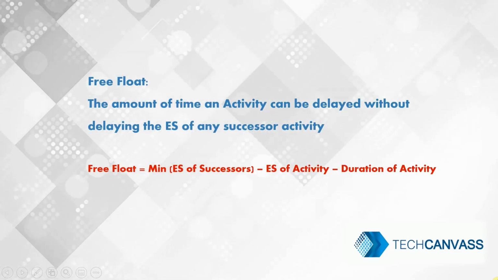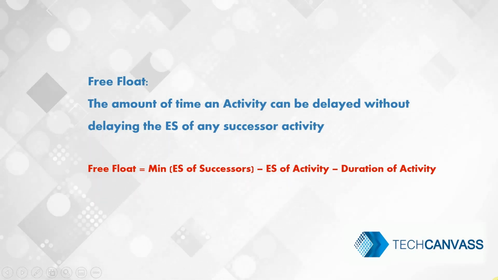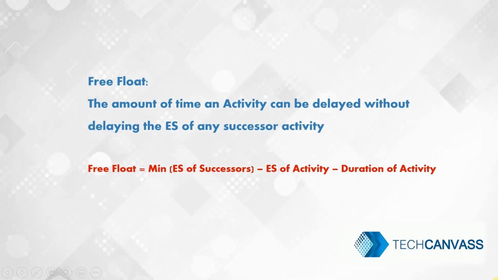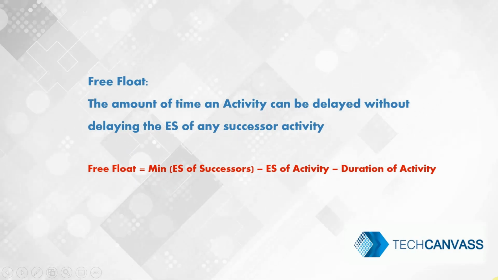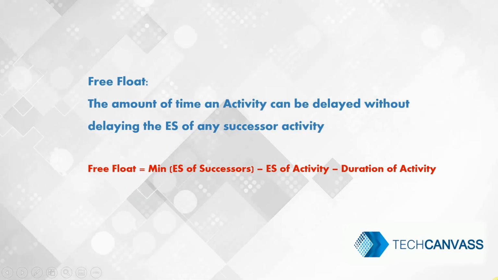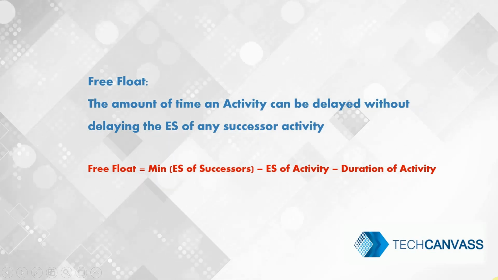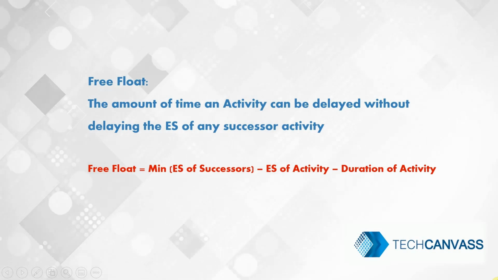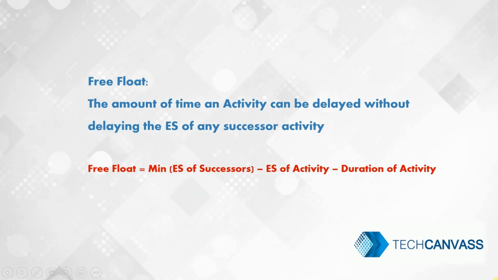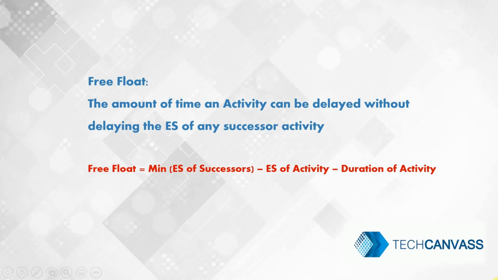Free float. Now, let us look at free float. A free float is the duration of time an activity can be delayed by the team without delaying the early start of a succeeding activity. Similar to total float, all the activities in the critical path will have a float of 0 for the same reasons explained above. Now, what is the formula for free float? A free float can be calculated by the minimum of early start of successors minus early start of activity minus duration of activity.